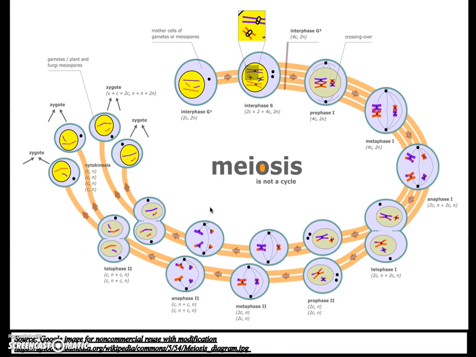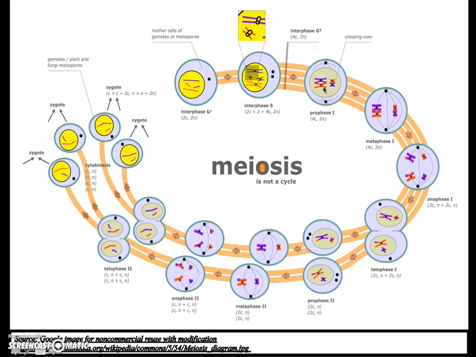And here is the well-illustrated diagram of meiosis. As you can tell, there are interphase G1 and interphase S steps before prophase 1. These two steps are not part of meiosis. They are just necessary for chromosome replication to happen in order for prophase 1 to start. So meiosis starts from prophase 1 and ends at telophase 2.